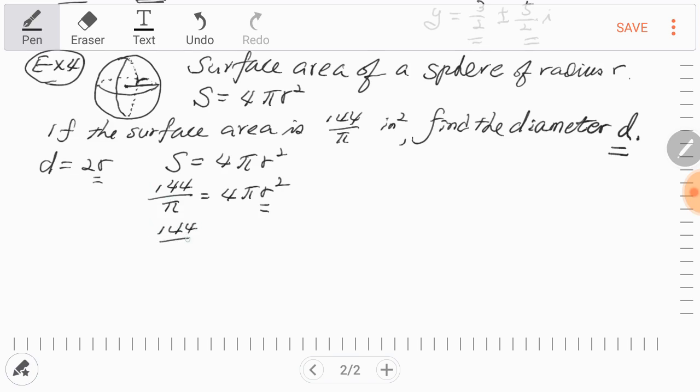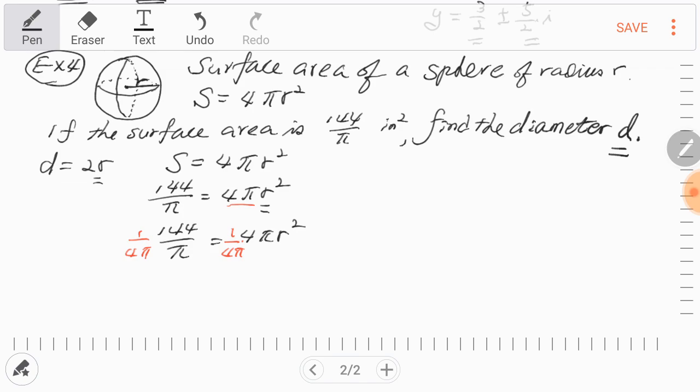144 over pi is equal to, okay, let me write this one again. So we gotta get rid of this 4 pi, right? So multiply 1 over 4 pi each side, or divide each side by 4 pi, still fine. 4 pi.